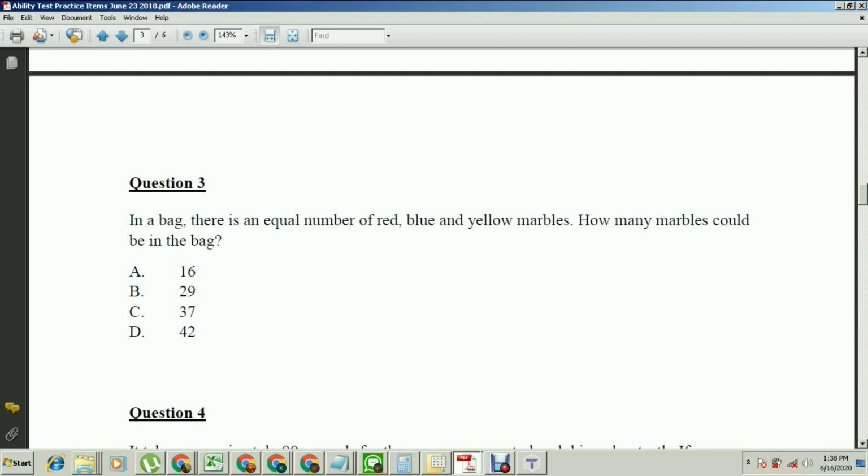Right. So division is the best strategy here. I can't think of any other strategy, but as I said, there are three items and they're equal, so they must add up to a total that is divisible by 3 exactly.